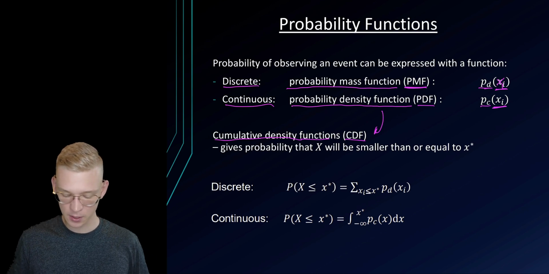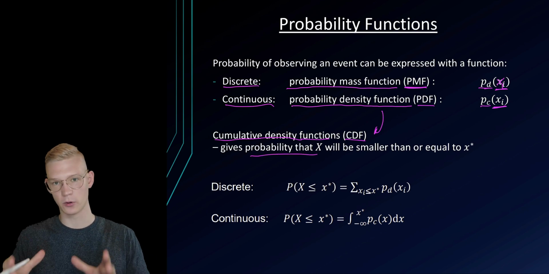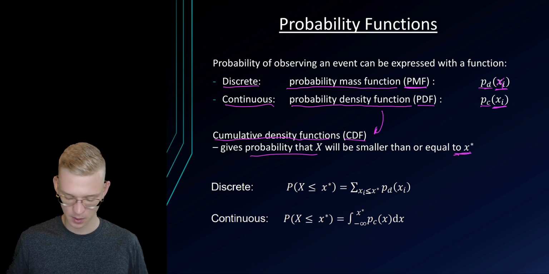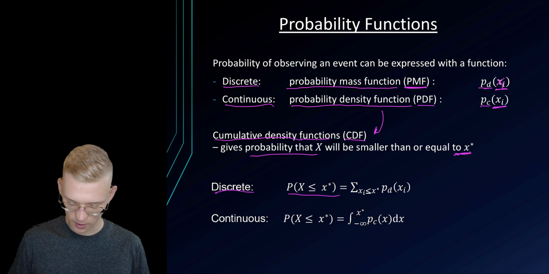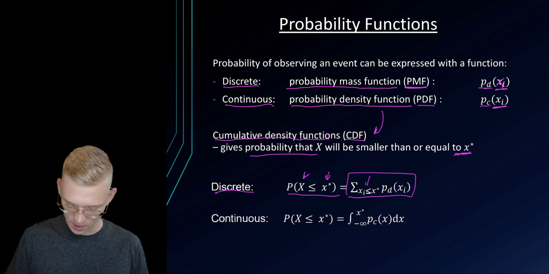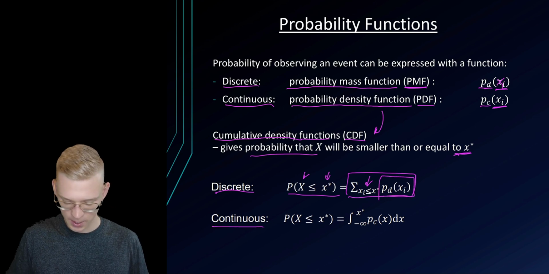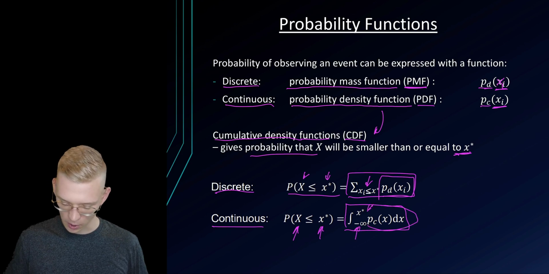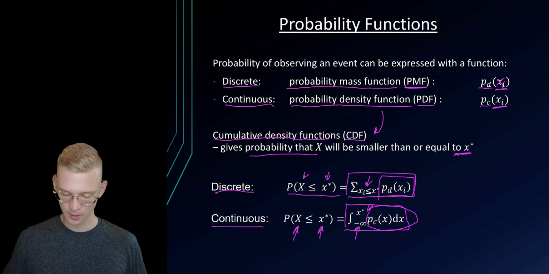The CDF gives us the probability that x, our variable, will be smaller or equal to our x star. In the discrete case, the probability of x being smaller than x star is equal to just a sum of all the probabilities for x's that are smaller or equal to x star. And in the continuous case, if we're interested in the probability of x being smaller or equal to x star, we have to take the integral from minus infinity to x star over our probability density function.